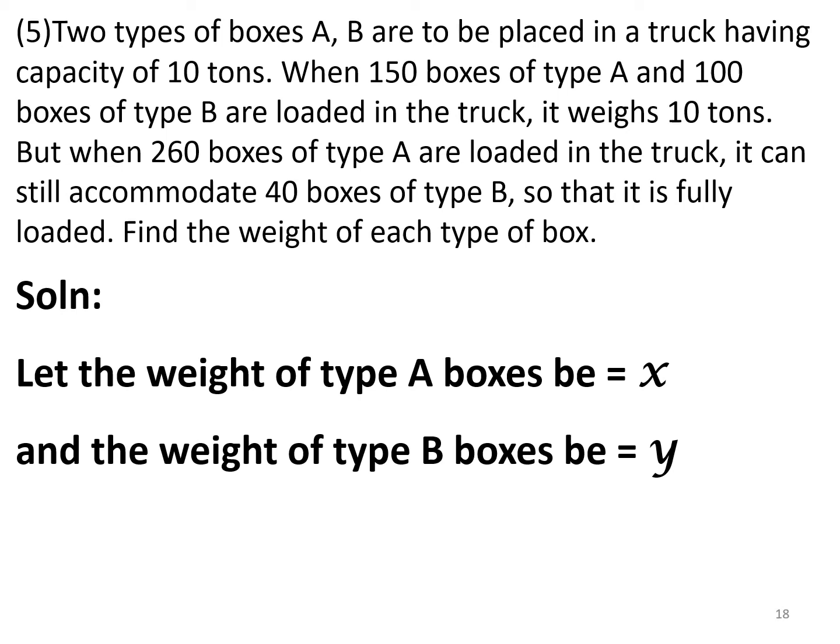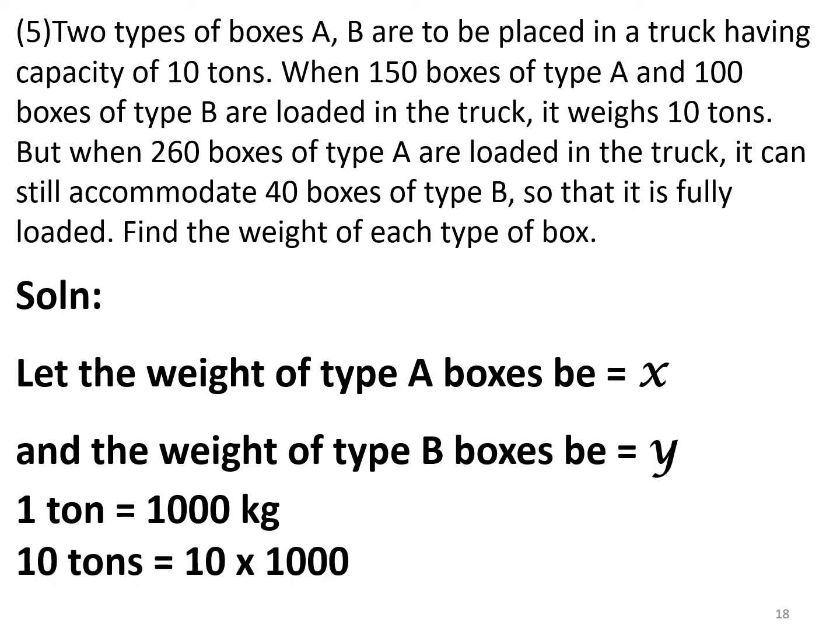We shall convert the tons into kgs because we have to find the weight of each box, not the whole truck but each box. Therefore, 1 ton is equal to 1000 kg. 10 tons will become 10 into 1000, which is equal to 10,000 kg.